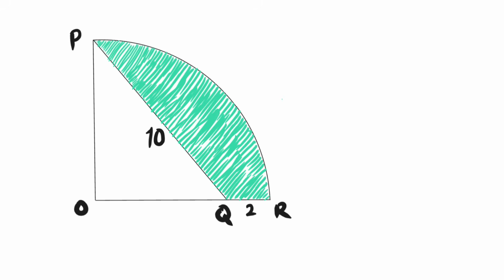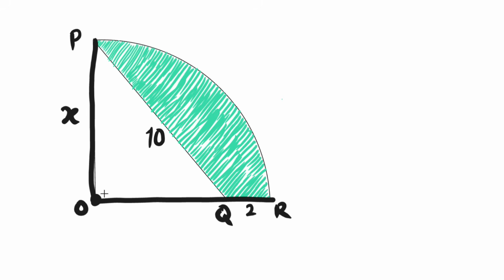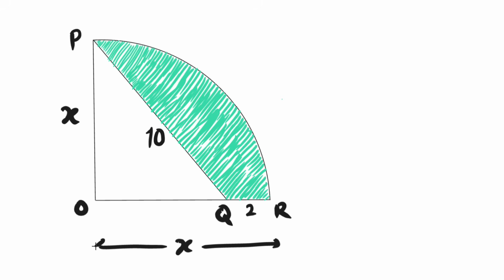Now, the first thing I always like to do in problems involving circles is assign a variable to the radius. So let's call the radius x. Since O is the center of the quarter circle, both OP and OR are radii, which means they have exactly the same length. Therefore, OP equals x, and OR also equals x.